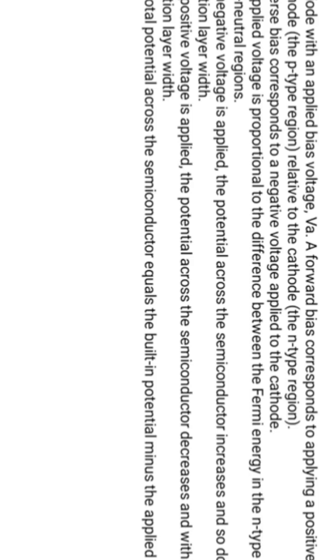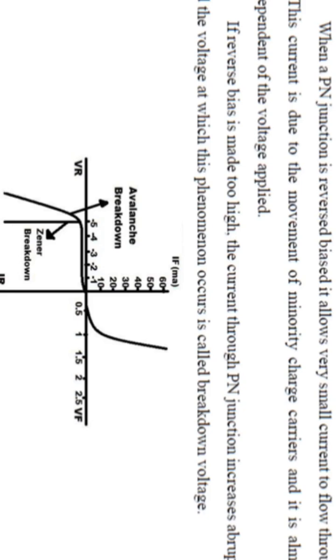As a negative voltage is applied, the potential across the semiconductor increases, and so does the depletion layer width. As a positive voltage is applied, the potential across the semiconductor decreases, and with it the depletion layer width. So the total potential across the semiconductor equals the built-in potential minus the applied voltage. Breakdown in the PN junctions.